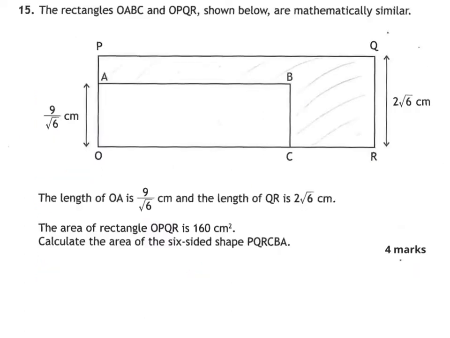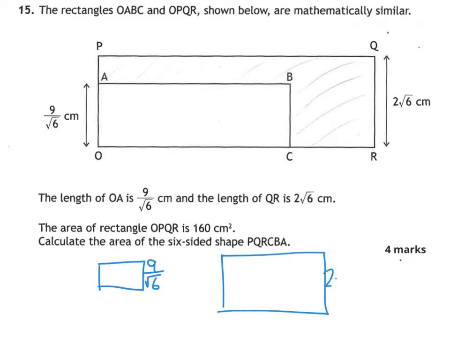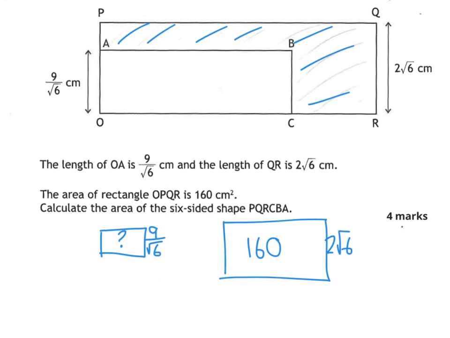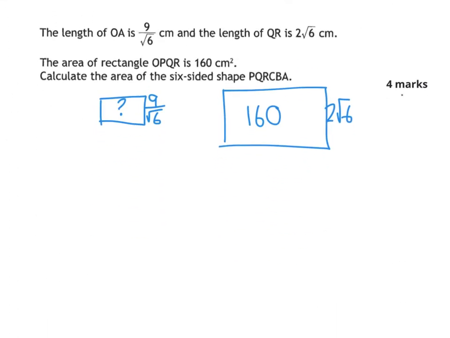Okay, so I've done this question a few times and I don't like it. It's a wee bit nasty. What we've essentially got here is, if I draw them out again, you've got your small one with 9 over root 6 as your length, and you've got the big one with 2 root 6 as your length. And the area of the big one is 160. To get the area of this 6-sided shape, we're going to have to find this area and then take them away. Now, the issue is when I go to do my scale factor, I'm going to have fractions over fractions, and I've looked at different ways of doing it, and there is no nice way.